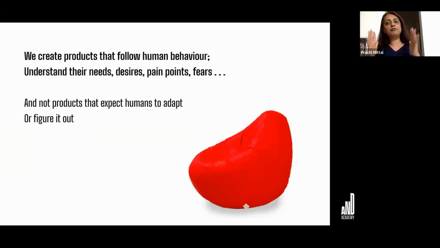You as a human have to adjust your body posture to the chair, right? But what happens in a beanbag? The product adapts itself, adjusts to your body form, right? So this is not an example of UX UI design, but I'm using this as a metaphor. We need to create products that follow human behavior, which understand their needs, desires, pain points, and not products that expect humans to adapt or figure it out.